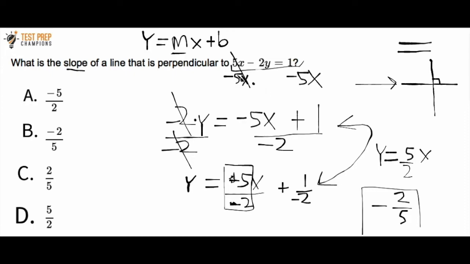So basically, we did all this math. We found out the slope of one of the lines was 5 over 2. Now we do the opposite reciprocal. In other words, that's a fancy way of saying you flip it upside down.